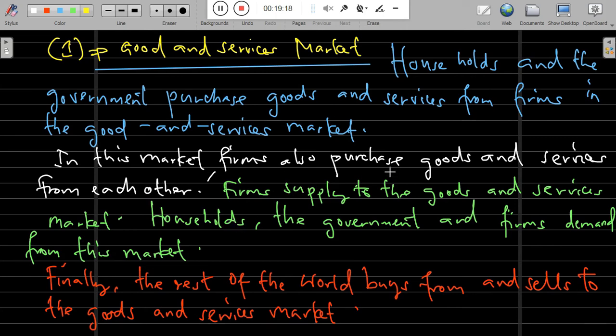So this is the actual goods and services market, where we see the interaction for the purchases of different goods and services between the components of the macroeconomy: households, the rest of the world, together with government.